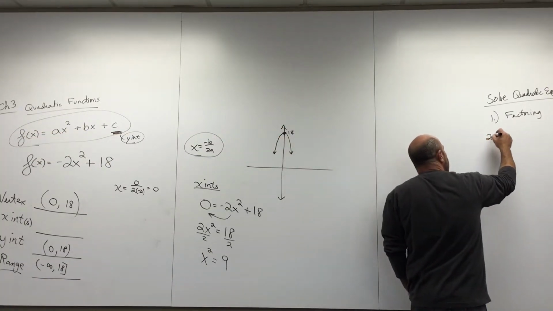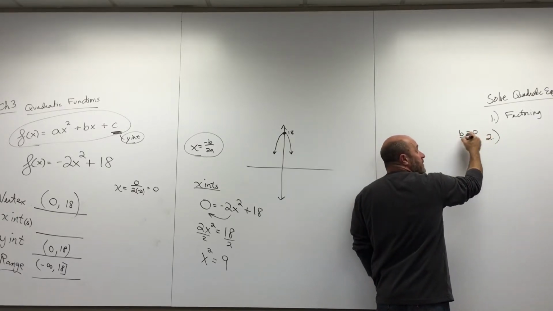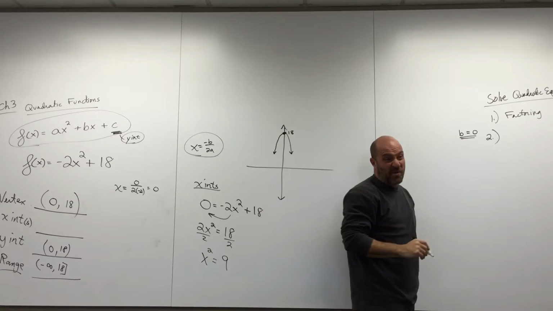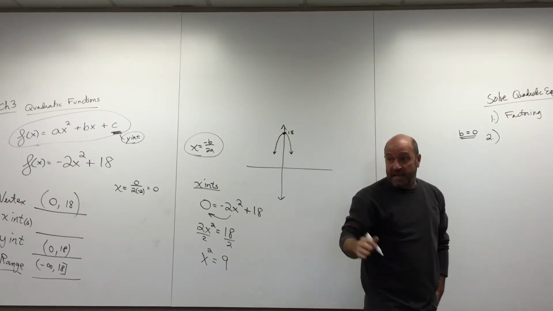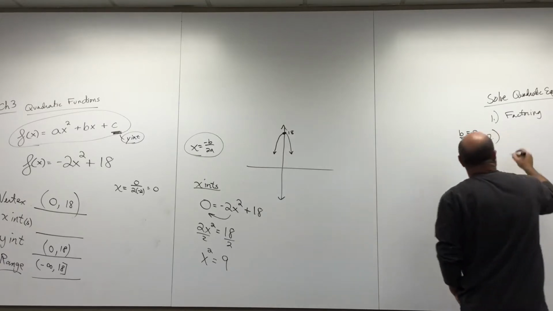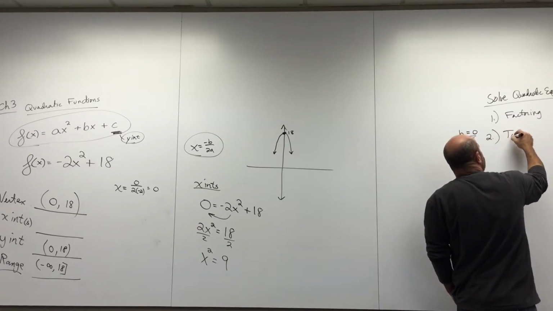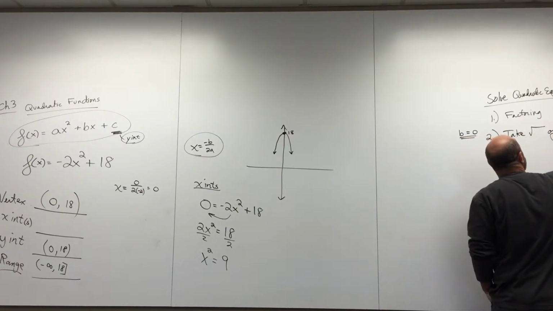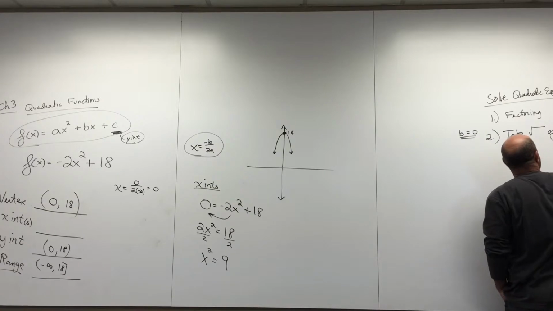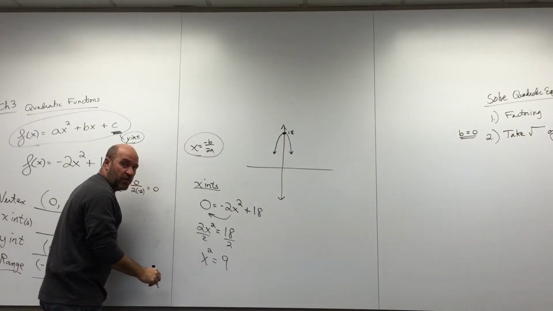My second method works well when there's no b, when b is 0. It doesn't really work when there's a b. Actually, it doesn't work when there's a b. But when b is missing, you can do this thing called take the square root of both sides. I'm going to say it like that. Take the square root of both sides. So my next step is take the square root of both sides.